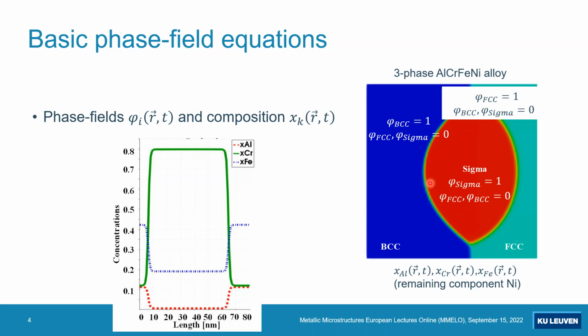If you are not in equilibrium, then of course you can have gradients in composition within the phases, and the composition will deviate from the equilibrium composition.